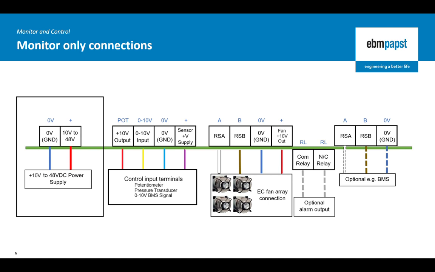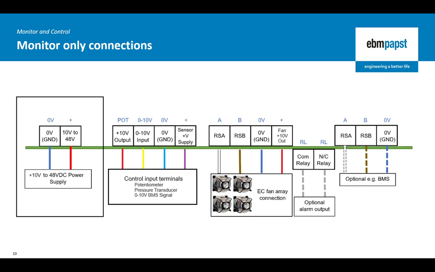The next block of terminals to be used are the fan network connections. RSA and RSB are for data transmission and reception. The ground should be connected to all devices in the network, and the plus 10 volt DC input for when the MDC is being powered from the fans in the array.